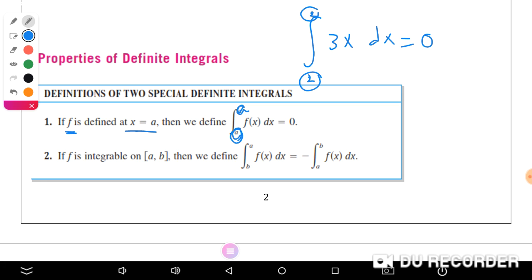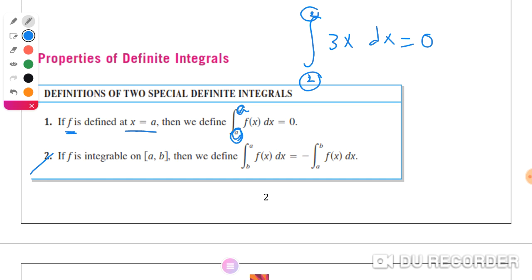In the definite integral for any function, it will be 0. For the second property, if the function f is integrable on a closed interval a to b, then we define the definite integral from b to a of f of x with respect to x equal to negative, or the opposite of, the definite integral from a to b of the function f of x with respect to x. As you see, what is the relationship between these two? This one is the same as this one after we switch the upper limit of the integration with the lower limit of integration.